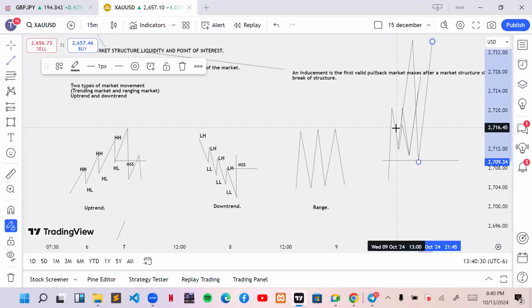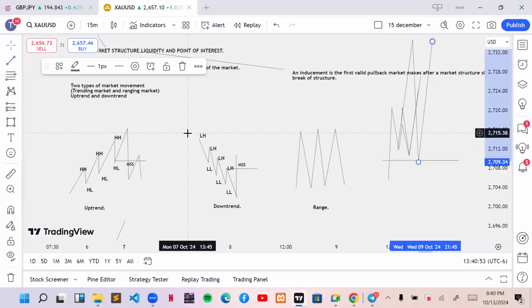But for me, the one I look out for that gives me a strong insight that yes, the people that broke this now to the buying side, the buyer is actually very strong, is that they were able to push this market up after the first pullback. So that is what a valid inducement is, a pullback. The first valid pullback the market makes after a break of structure or a market structure shift.